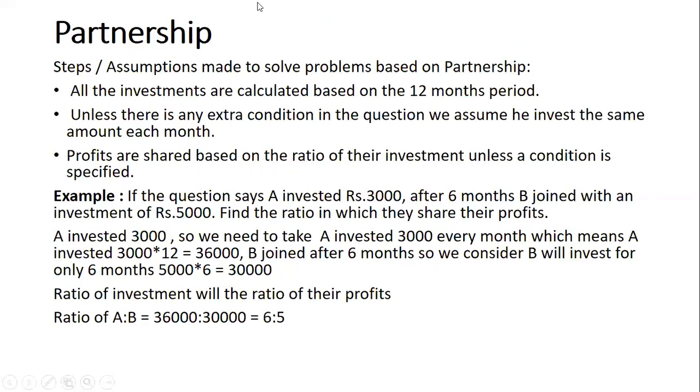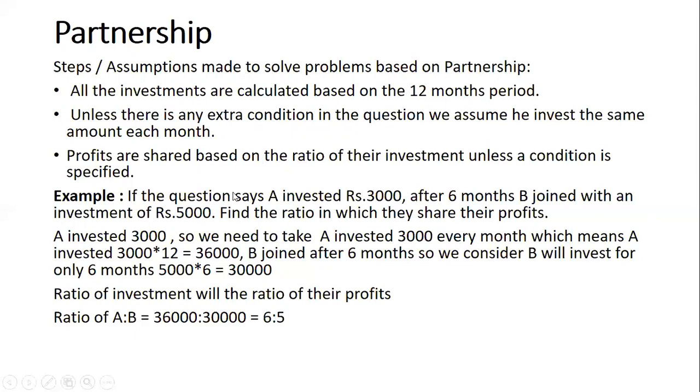For that, we can just assume that whatever values they are investing, they are investing for a 12 months period, even if the question has not mentioned anything. We are going to assume that we calculate for a 12 months period. Unless there is a condition, we need to assume that each month he is going to invest the same amount. The profit is shared based on the investment amount they invest. The profit sharing ratio and investment ratio should be the same.